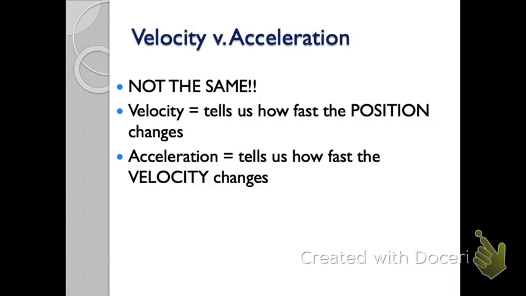Okay, so velocity tells us how fast our position changes. Acceleration tells us how fast our velocity is changing. So if our acceleration is 1 meter per second squared, that means for every second that goes by, my velocity is getting faster by 1 meter per second, right? That's what that means.